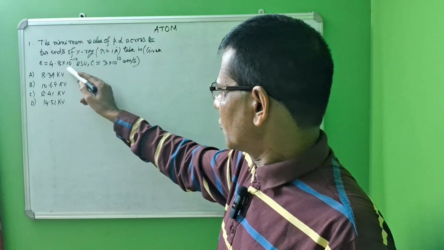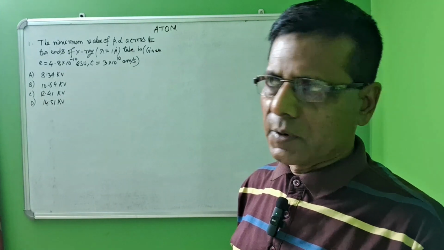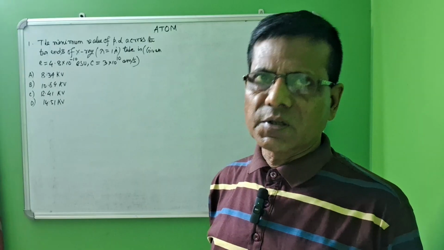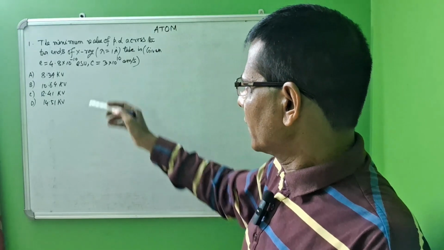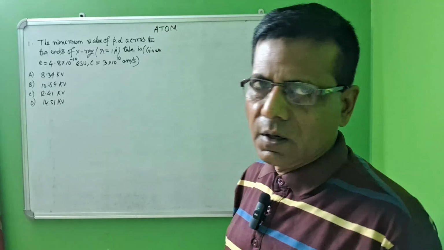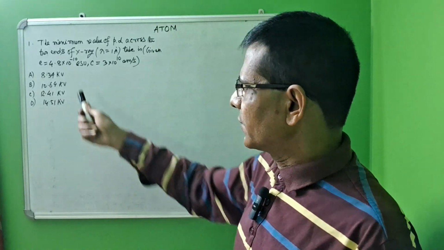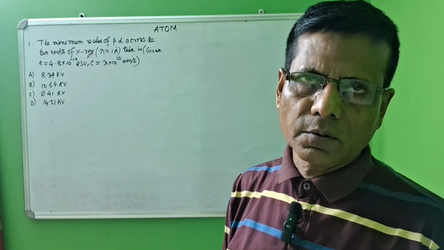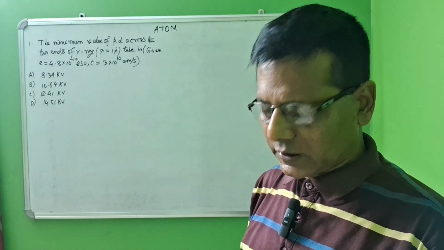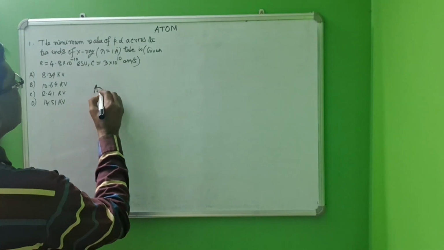Here e equals 4.8 in the CGS system, electrostatic unit, and c is given as 3 × 10^10 centimeter per second, that is, the units of the CGS system are given. We have to find the answer in kilovolt unit. So the answer is very simple.